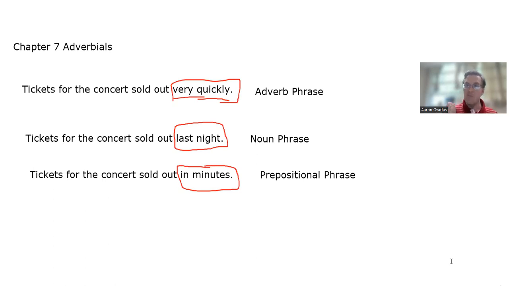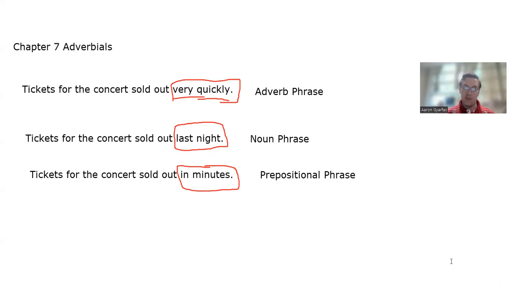They are playing the same role. Their role is to modify that verb, sold out. It's to tell me how they sold out or when they sold out. It could tell me where they sold out. It could tell me why they sold out. But these kinds of phrases will modify or describe a verb. And that's why we call them adverbials. They are acting like adverbs, but they don't necessarily have to be adverbs, as we see in the example of this noun phrase or prepositional phrase.